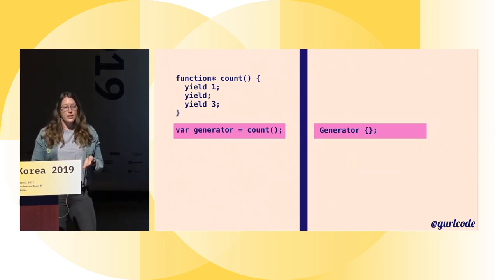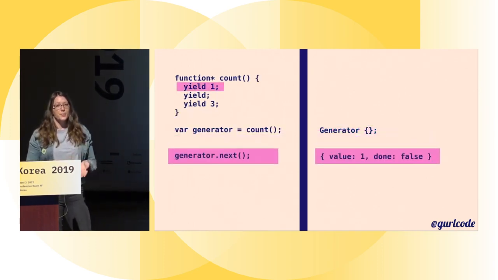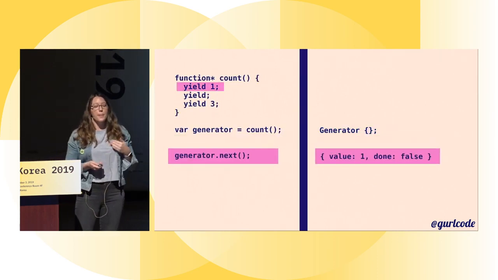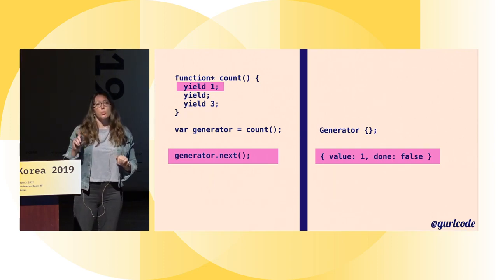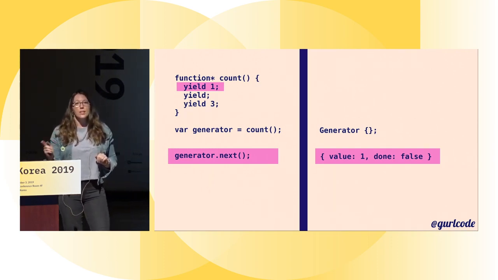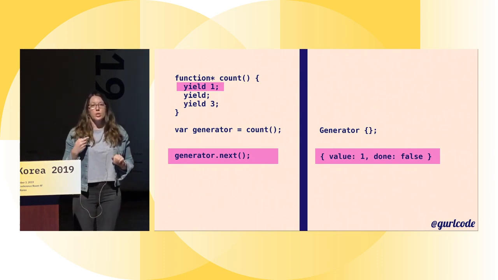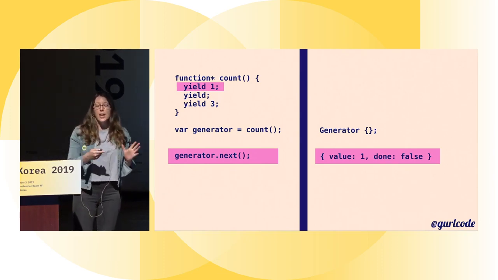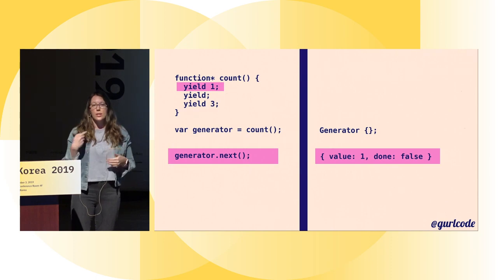And on that object is a method called next. And when you call next, you're going to get back an object with two keys on it, value and done. If there is a value to the right of the yield statement, it's going to return that as the value. Done is going to tell you whether the generator is done or not. And in this case, it's not because there are more lines to run.